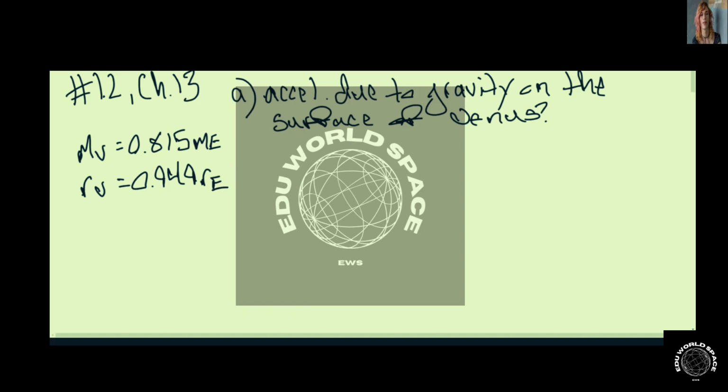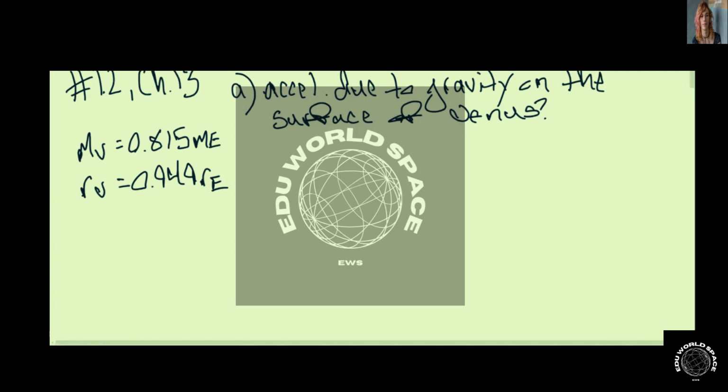Okay, so problem 12 in chapter 13 is a two-part question. Part A is asking us, what is the acceleration due to gravity on the surface of Venus? And we're told two things to help us figure this out. We're told that the mass of Venus is equal to 81.5% the mass of Earth, and that the radius of Venus is equal to 94.9% of the radius of Earth.